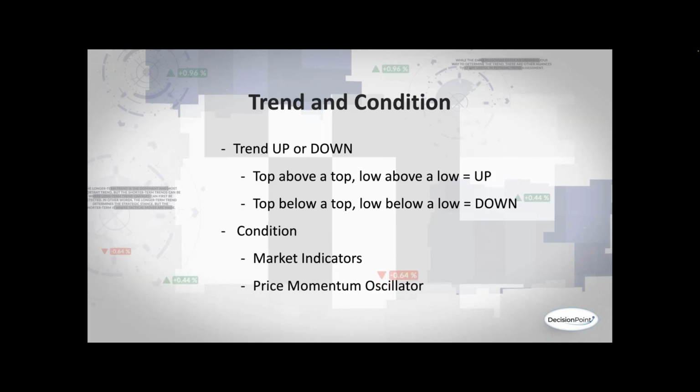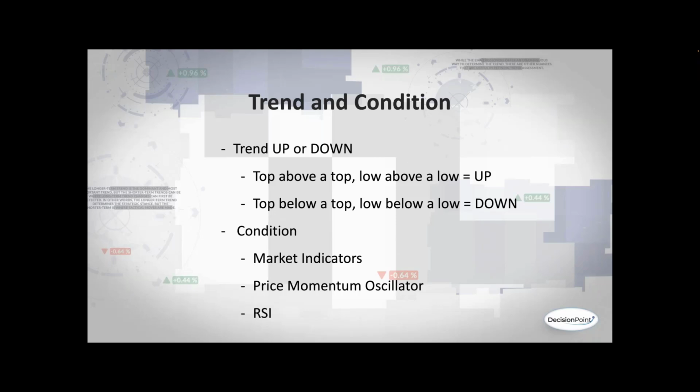We have the price momentum oscillator. This is our momentum tool. It's very much like the MACD, but it is calculated differently. It acts very much the same as the MACD, but you need to know the momentum. That obviously gives you an idea of the condition of the market.